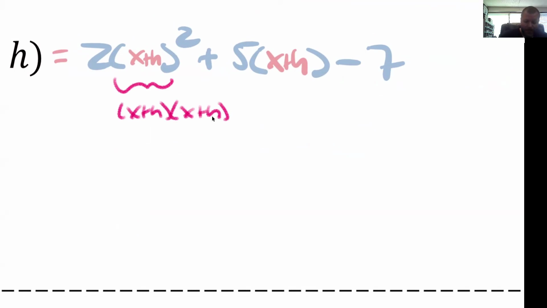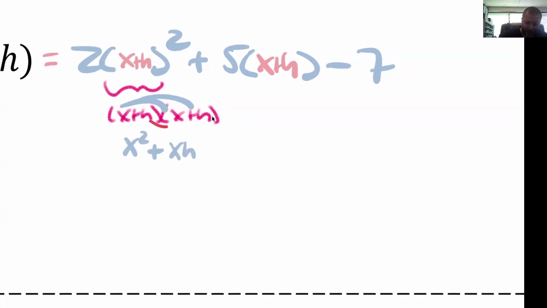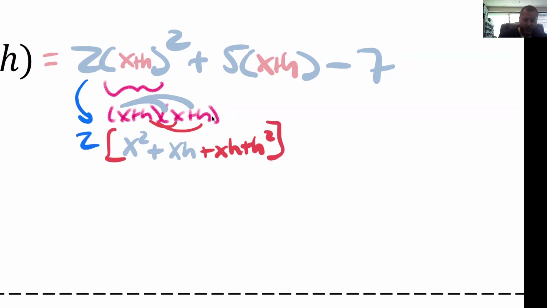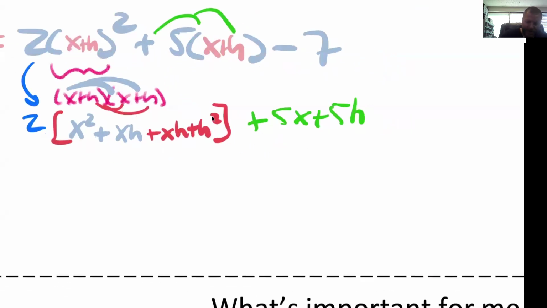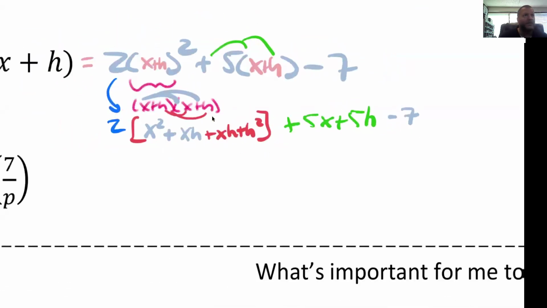If I do this the old school way: x times x is x squared. x times h is xh. I have an h times x and an h times another h. So I'm going to get an xh and an xh. I'm not going to lose the fact that I had a 2 in front of it. That'd be a rookie mistake. I'm going to distribute this 5, so I get a 5x plus a 5h. And I still have that 7 that's just hanging out being subtracted at the end.